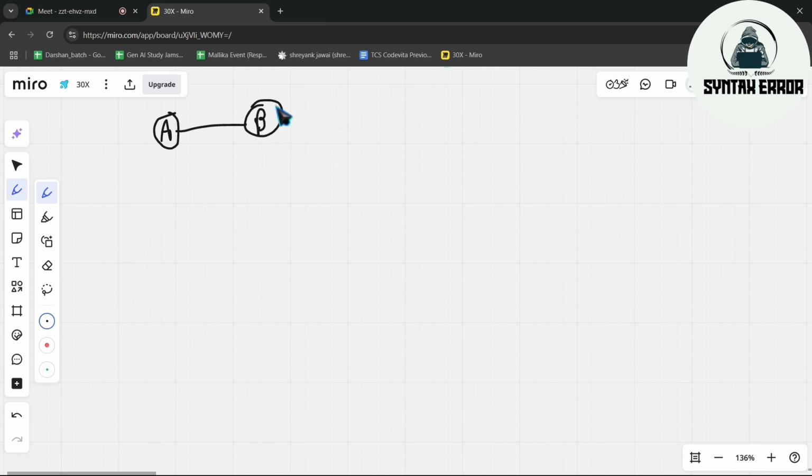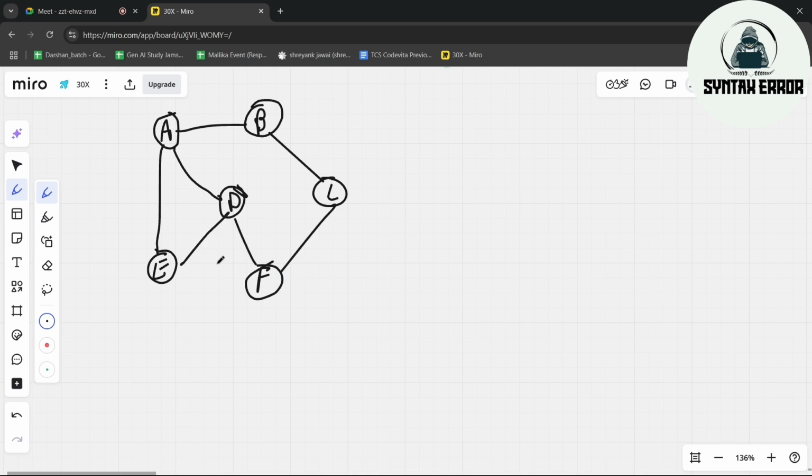A to B. Let's take here we are having C, here D. So this cost is 14, this is 2, this is 9, this is 6, this is 11, this is 15, this is 10, this is 7, this is 9. So this is our given graph.